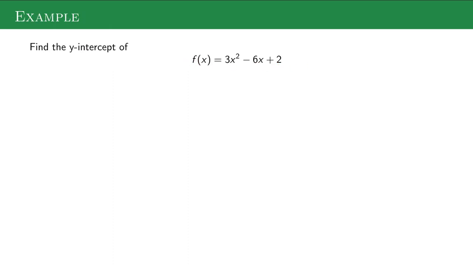So for this expression, I want to plug in 0. So I plug in 0, replace all the x's with 0. All the zeros get multiplied and go away, and I just get 2. So my y-intercept for this function is 2.